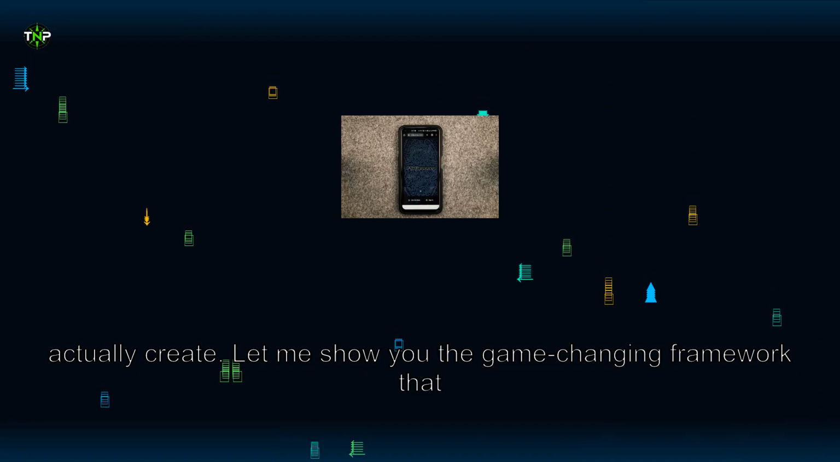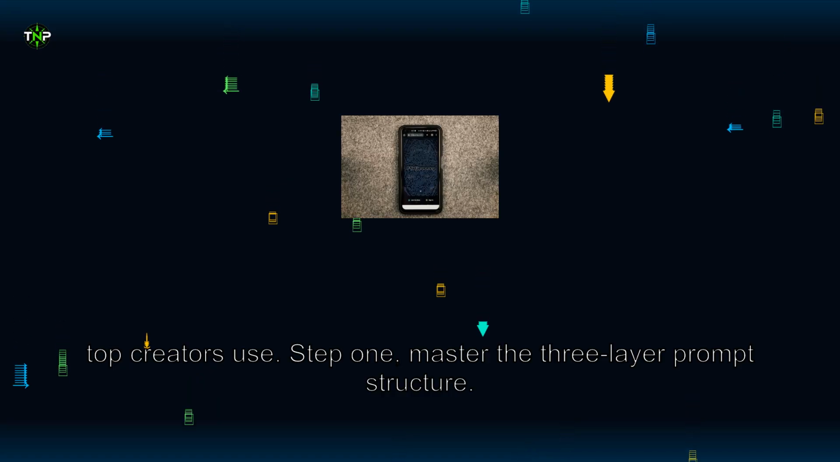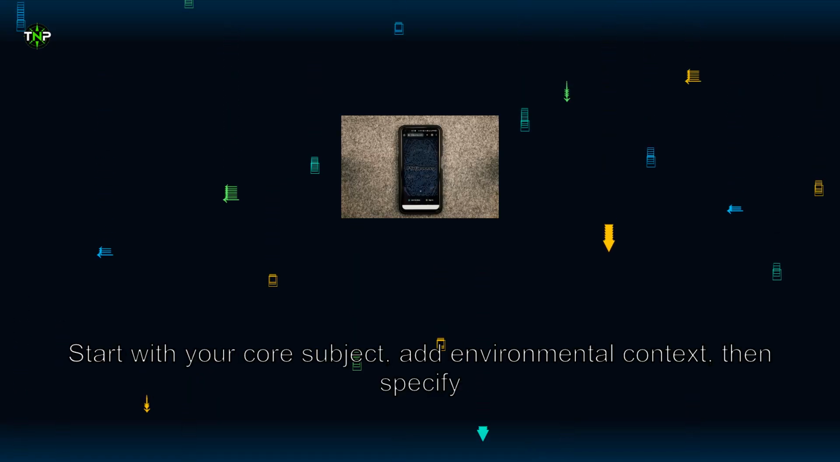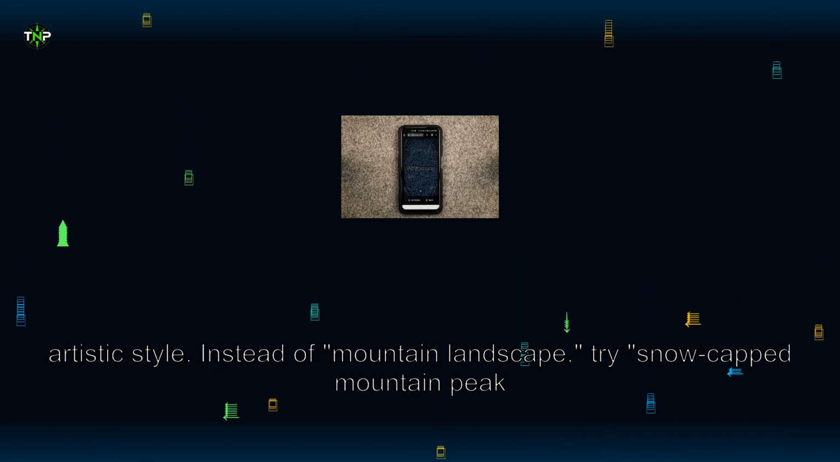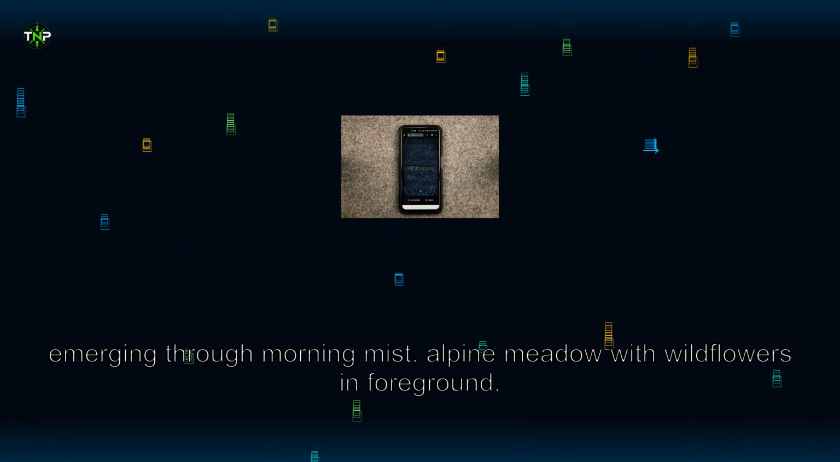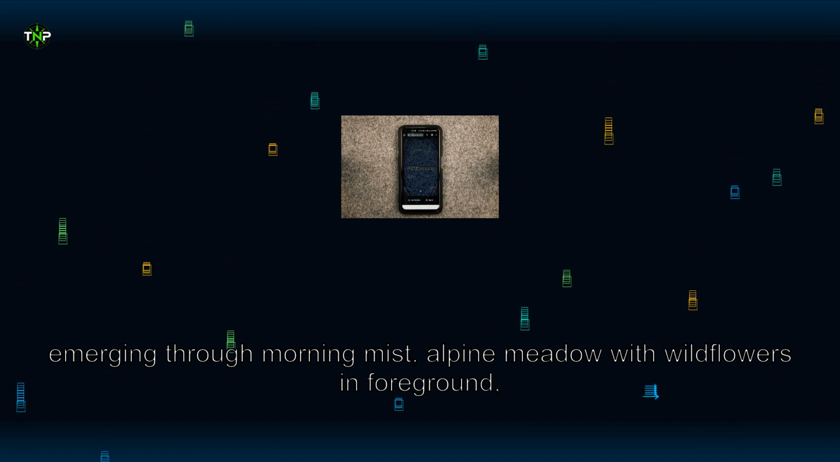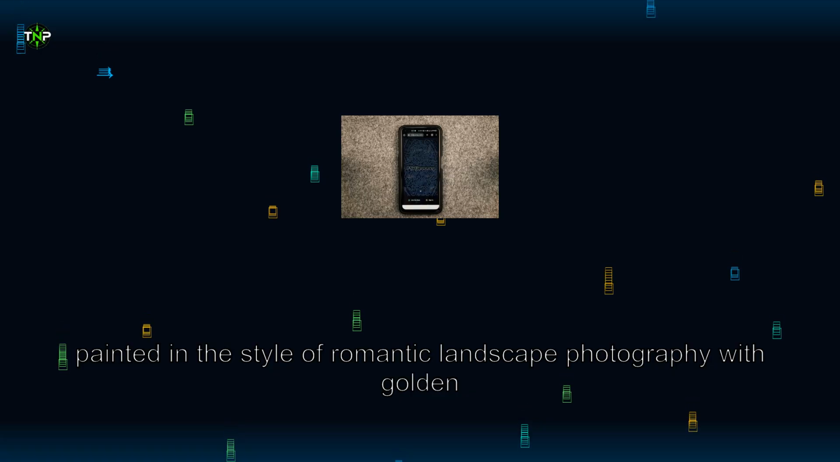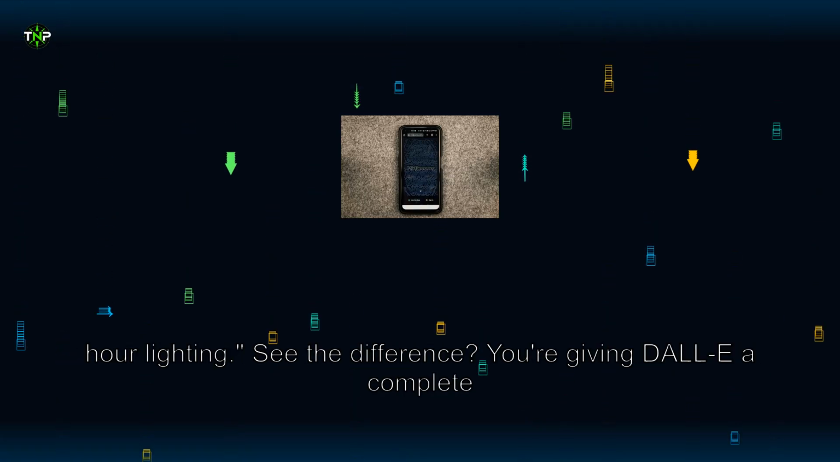Step 1. Master the 3-layer prompt structure. Start with your core subject, add environmental context, then specify artistic style. Instead of "mountain landscape," try "snow-capped mountain peak emerging through morning mist, alpine meadow with wildflowers in foreground, painted in the style of romantic landscape photography with golden hour lighting." See the difference? You're giving DALL-E a complete creative brief.